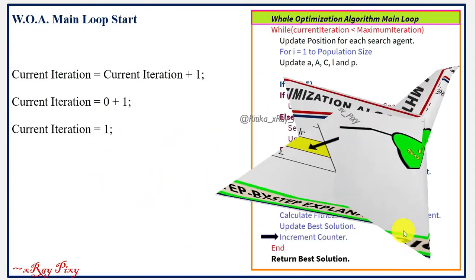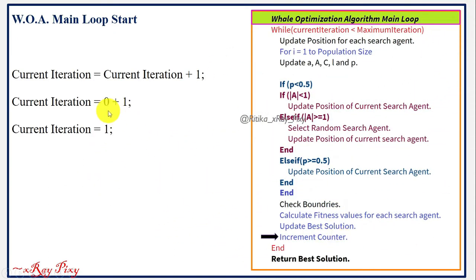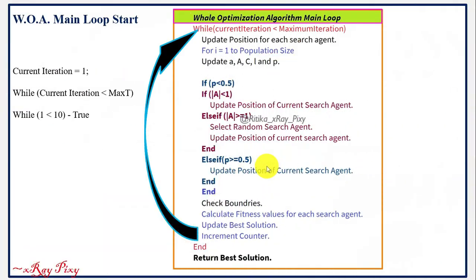Now increment the counter, and now value for current iteration is now 1. Again check this condition here, 1 is less than 10, condition is true, so again we will repeat this loop. As you can see here, now current iteration is 1 and maximum iteration is 10, condition is true, so we will repeat this loop until the stopping criteria is matched.